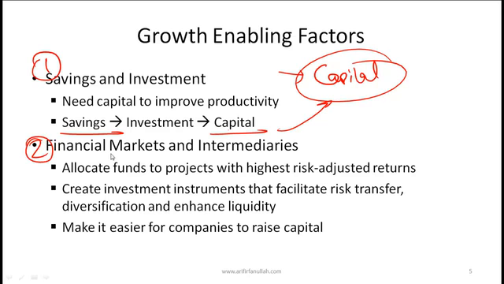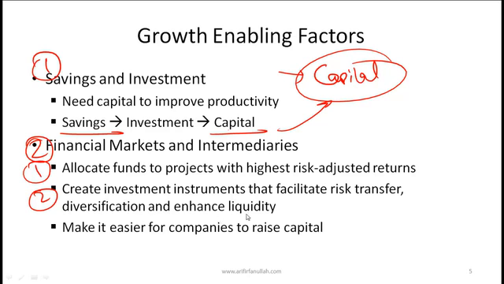The next major item is financial markets and intermediaries. So the core point is that good and efficient financial markets can help enable growth. How? Number one, by allocating funds to projects with the highest risk-adjusted returns. So basically this deals with efficient allocation of capital. Second, by creating investment instruments that facilitate risk transfer, diversification, and enhance liquidity.